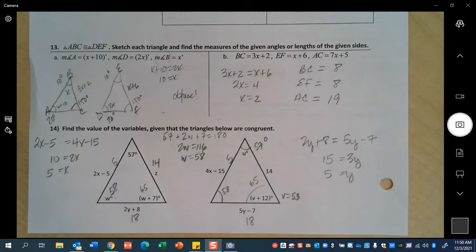Oh, okay. But why did you only do 10x? Why did I who? Why did you only use 10x and 2x? That's all I needed. Once I knew what X was, it gave me all my values. Oh, okay.